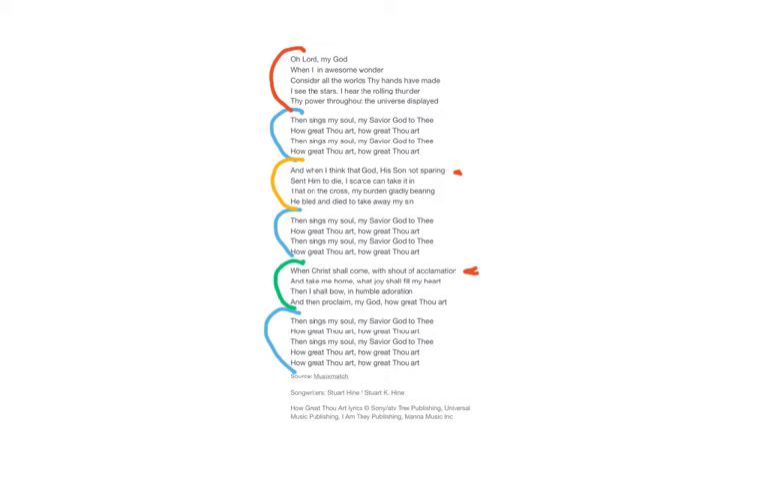heart. So we're seeing our exact pattern here. We see verse, chorus, verse, chorus, verse, chorus. So there we go.